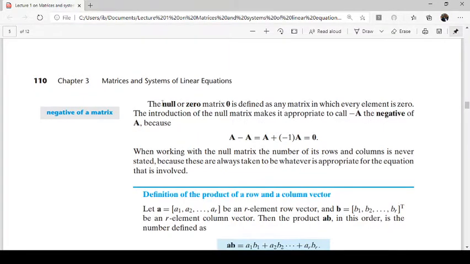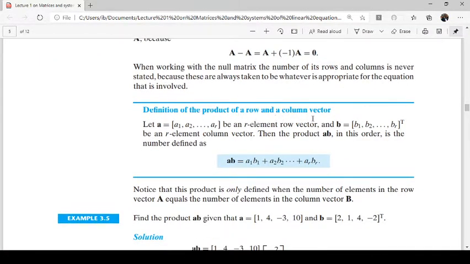There's what we call a null or zero matrix. When every element in the matrix is 0, you call such a matrix a zero or null matrix. And minus A, we call it the negative of A. This is just a simple algebraic law: A minus A is the same thing as A plus minus 1 times A, which gives you 0. That's a null matrix.